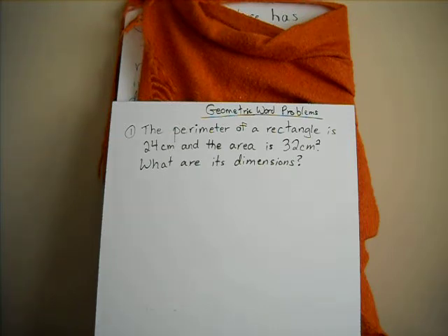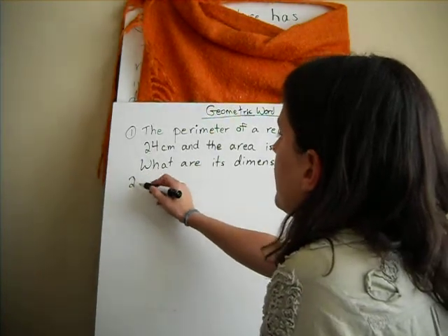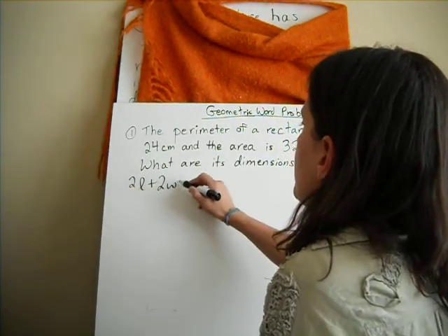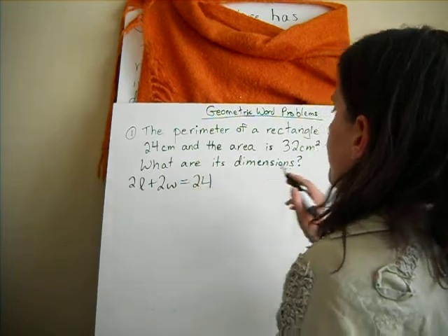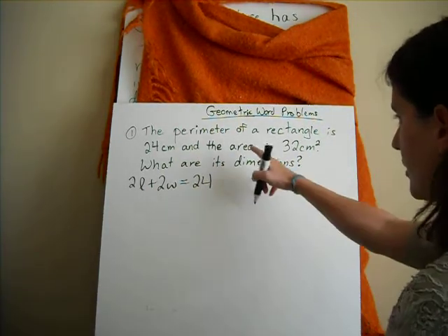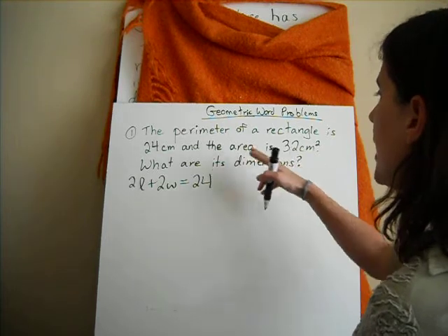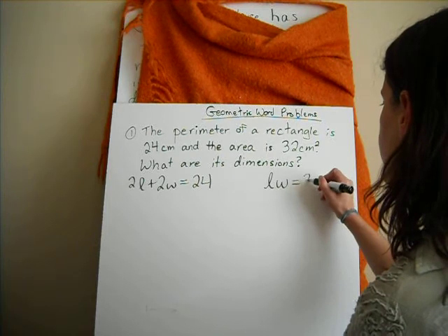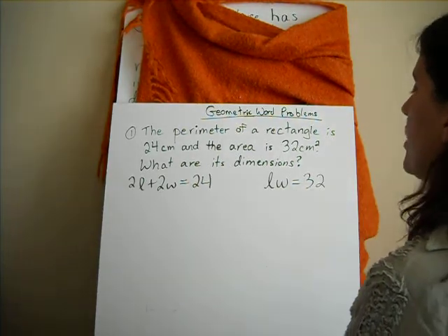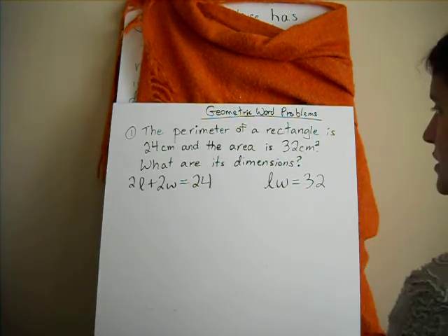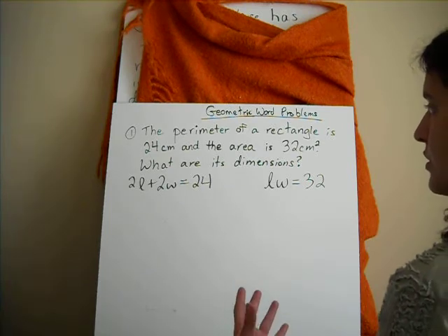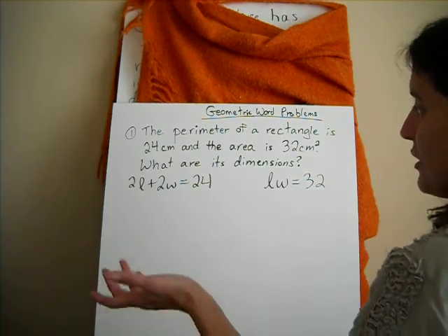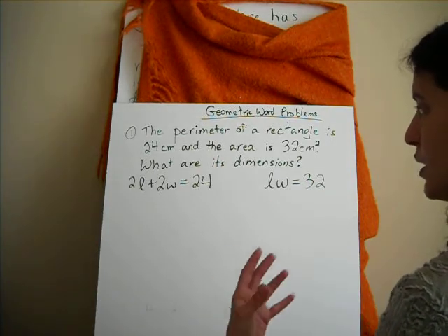Alright, so in this one, starting off, you have the perimeter of a rectangle is 24 centimeters. So 2L plus 2W is equal to 24. Then they tell you the area is 32 centimeters. Well, how do you get the area of a rectangle? Length times width. Okay, the question asks, what are its dimensions? Well, the dimensions are the length and the width. The problem is we want to know what numbers those are.